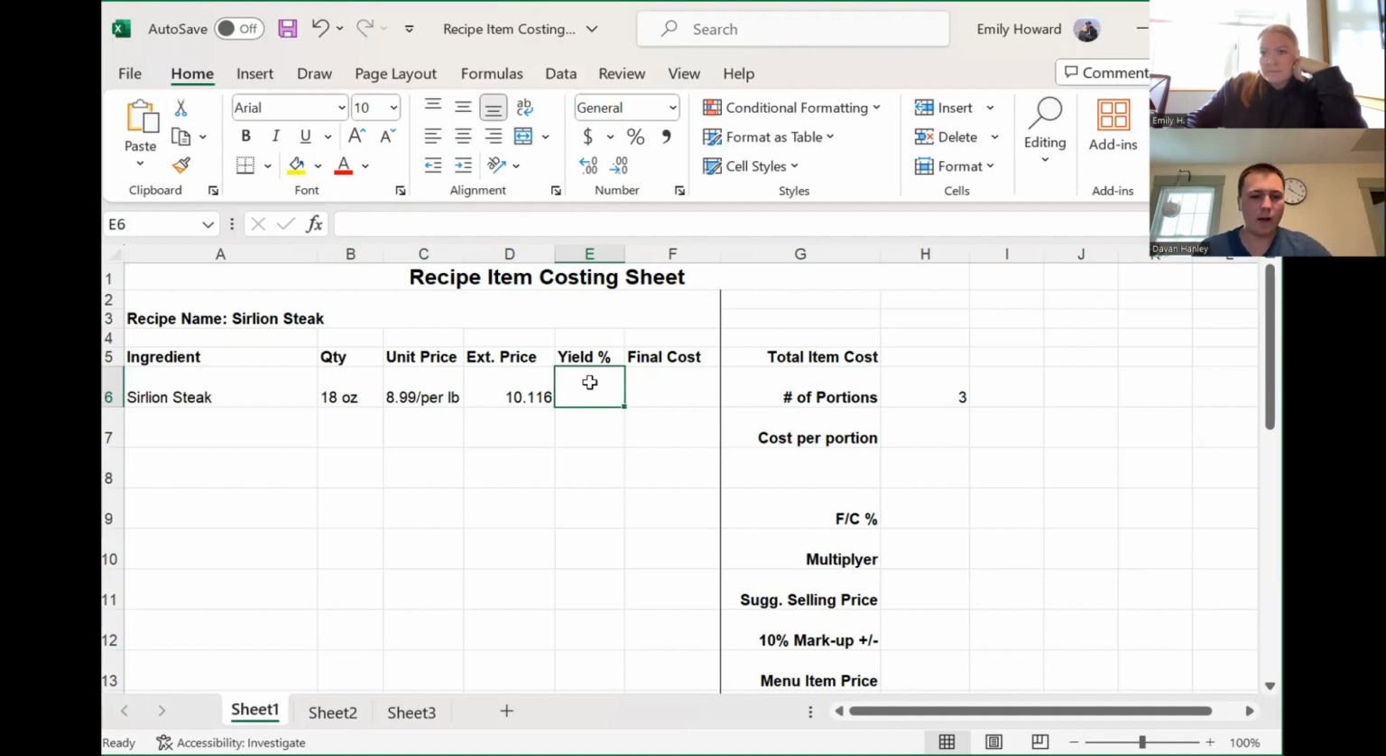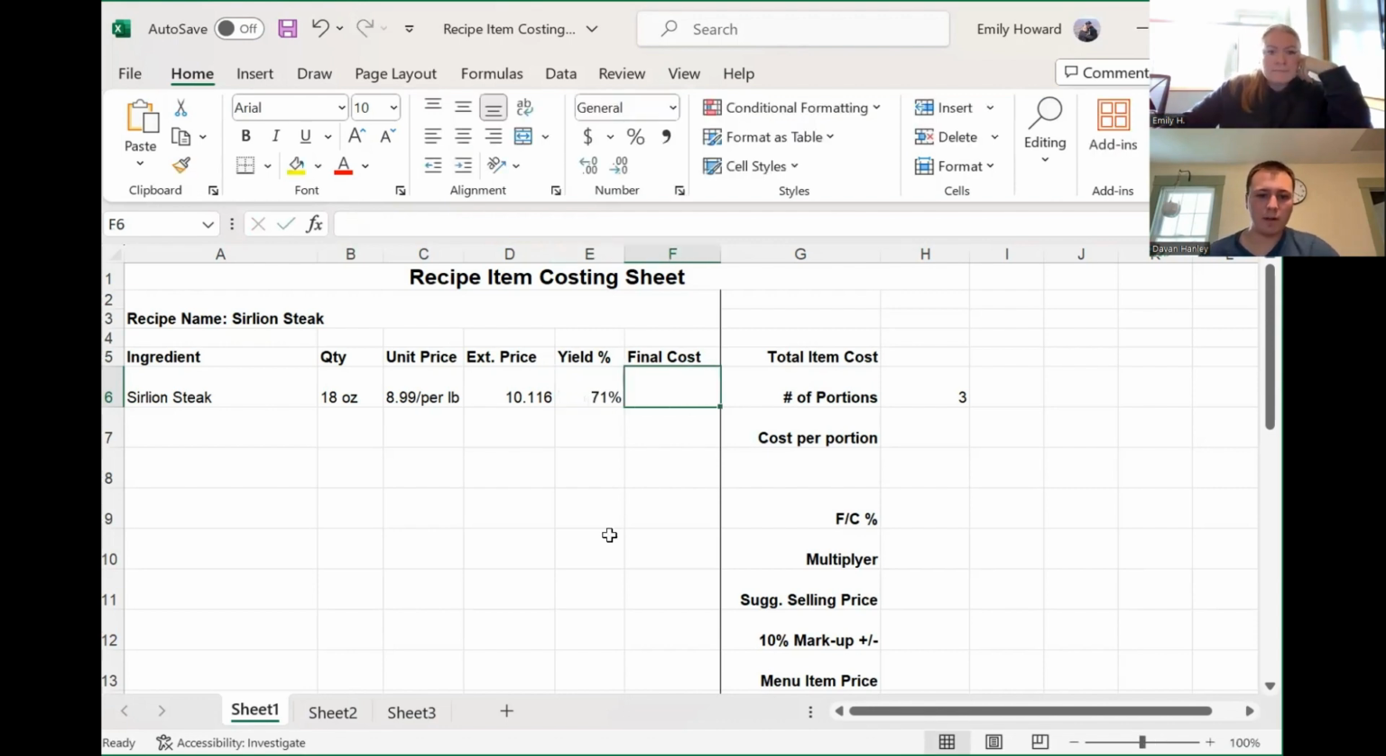Okay, yeah. So yield percentage. I just did a quick search and it says that sirloin, you're probably doing a top cut, yields 71%. So you can pretty much Google most of the yields. Google sales yield. There's probably not going to be too many. You said 71%. Yes.